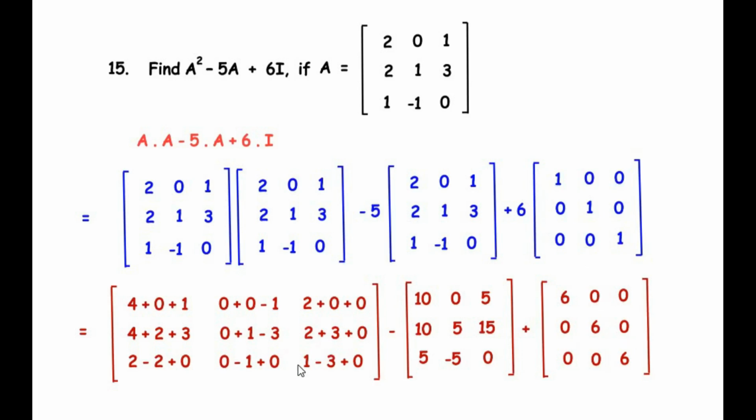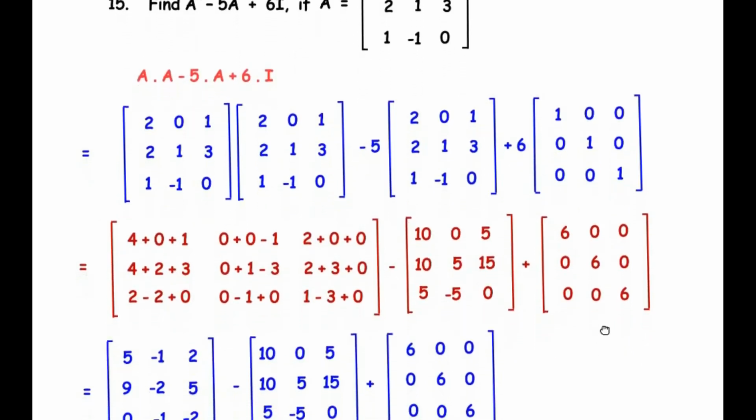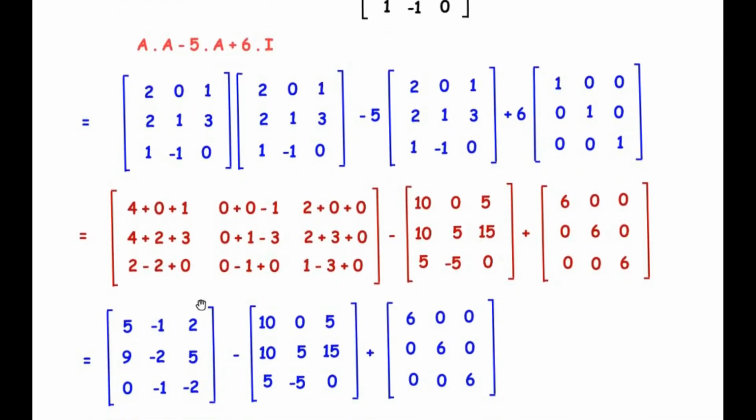Now let us simplify this further. So here in the first matrix, 4 plus 1 is 5, minus 1, 2, 4 plus 2 plus 3 is 9, 1 minus 3 is minus 2, 5, 2 minus 2 is 0, minus 1, 1 minus 3 is minus 2. And the rest of the matrices are the same.